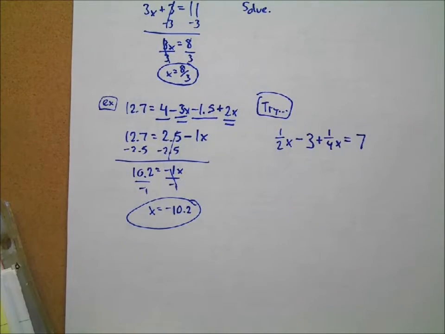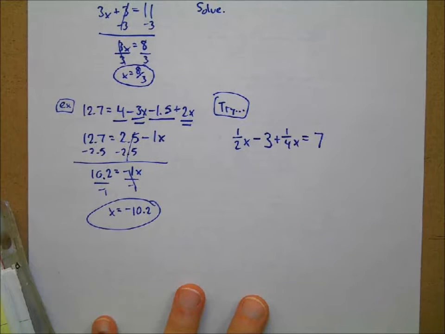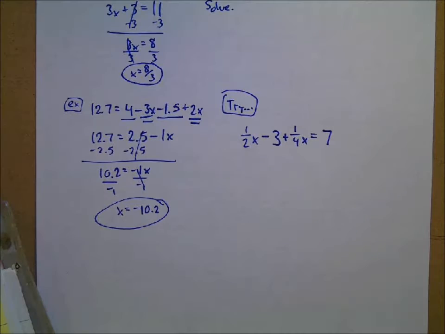Oops, I'm off the screen. There we go. 1/2 x minus 3 plus 1/4 x equals 7. Okay, you may use your calculators if you like. If you don't have a calculator, make sure you get a hold of one here. I have some I can borrow too. If you're not comfortable with fractions, that's okay too.